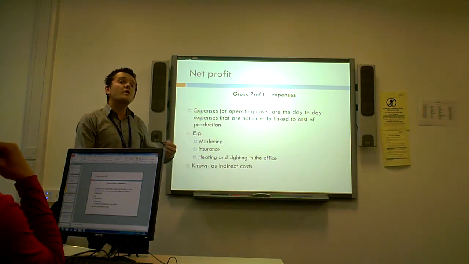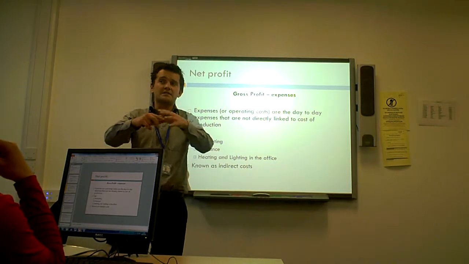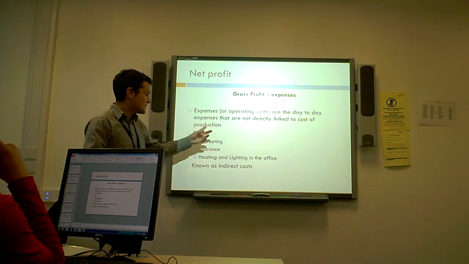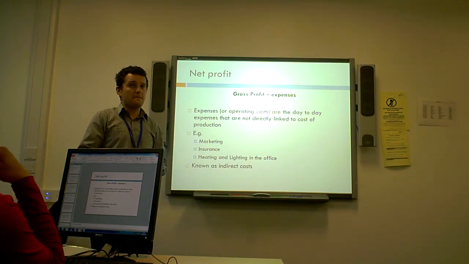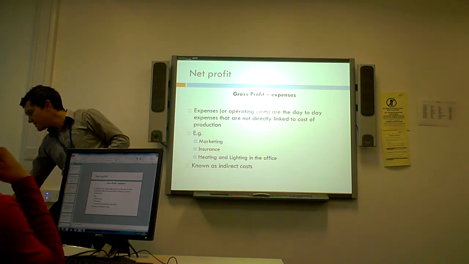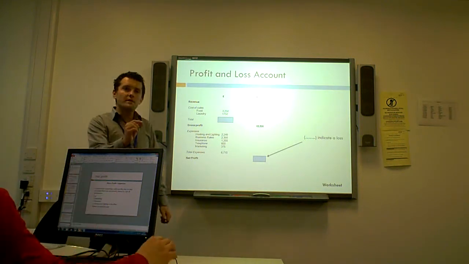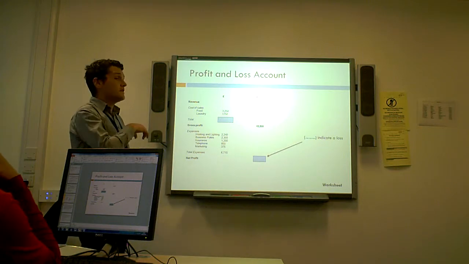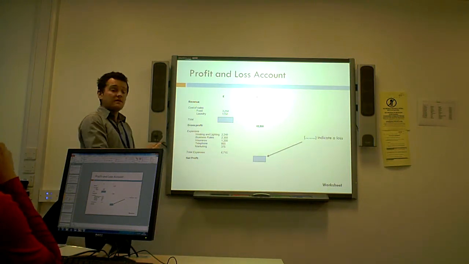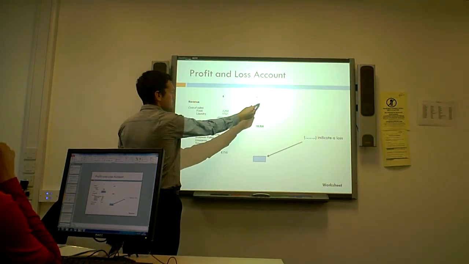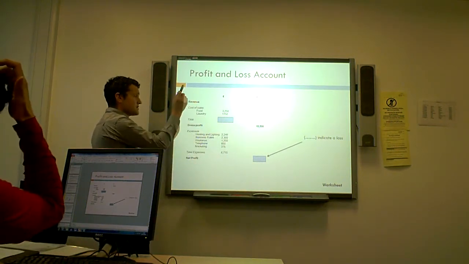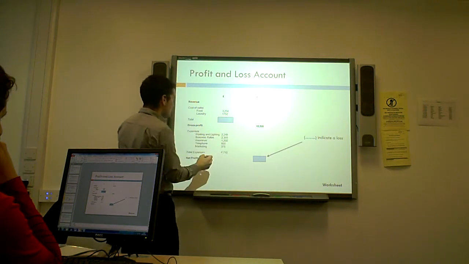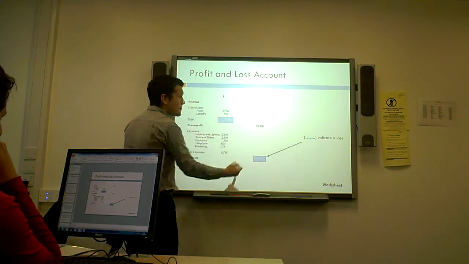So remember, they are indirect costs. It's really hard to see how they make up the product. And these are just some examples of ones you want to maybe think about. This slide may help a little bit. What this shows is an example of a profit and loss account. So what you've got here is your revenue, your cost of sales, so your direct costs, and then you've got a total which is blanked out, a gross profit.